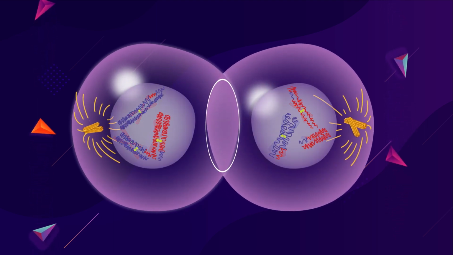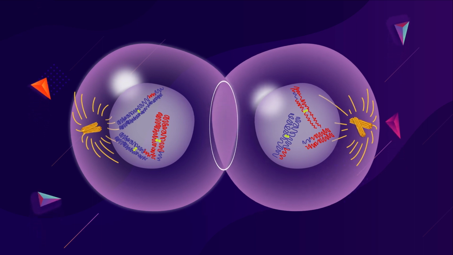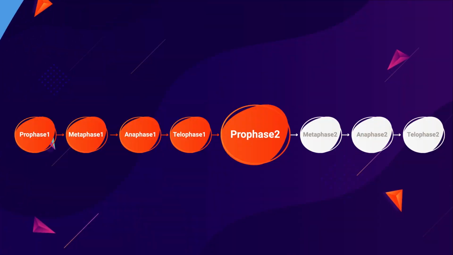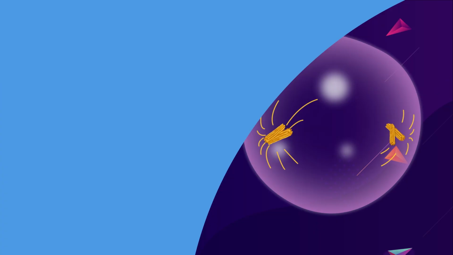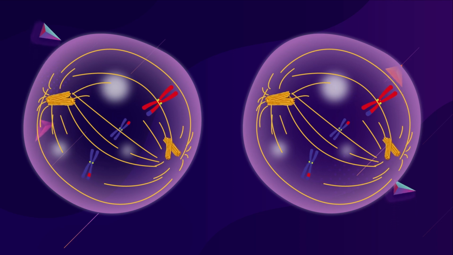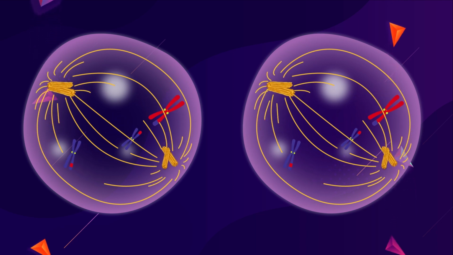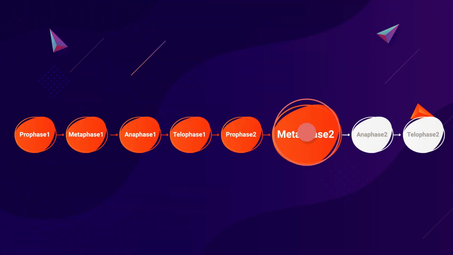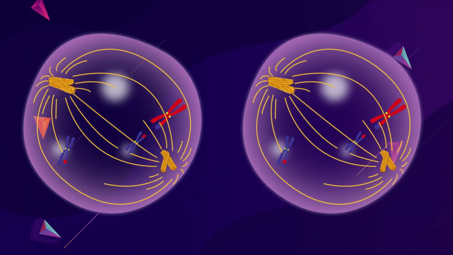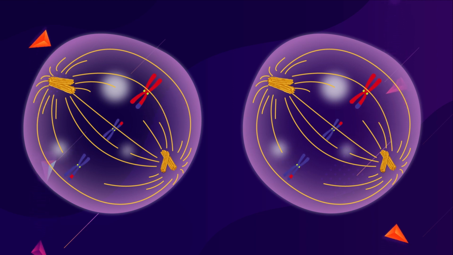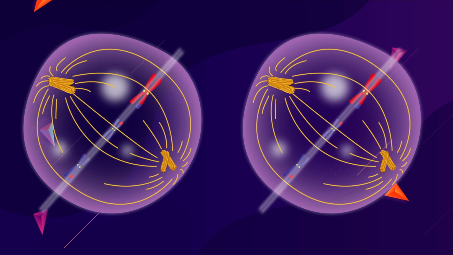Cytokinesis separates the cytoplasmic material and the 2 daughter cells are separated by a cleavage furrow. On to meiosis II. That begins with prophase II, when sister chromatids condense while the spindle starts to form as the nuclear envelope disappears. In metaphase II, the chromosomes are going to line up in the middle. This time, though, they are in a single file line.